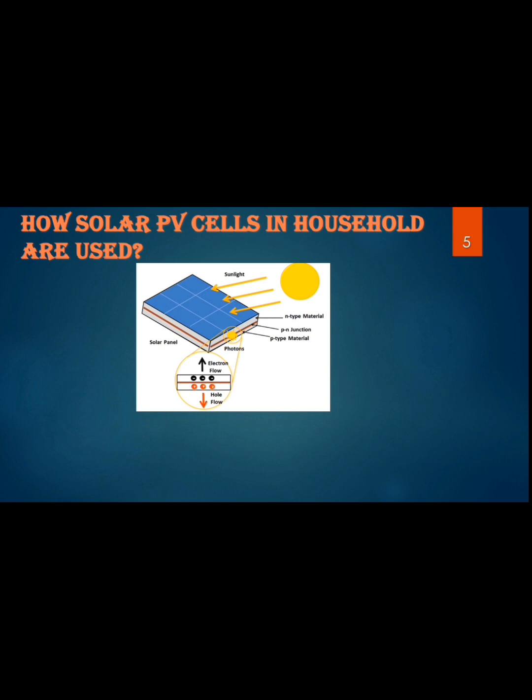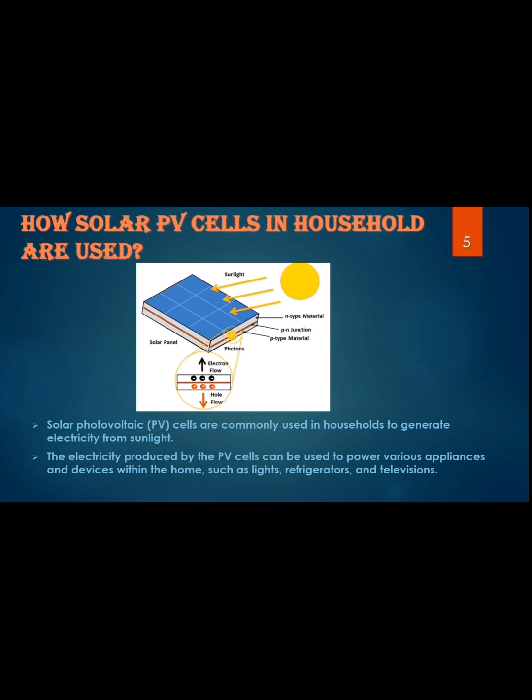Before seeing the answer, there's the diagram of the solar panel. That diagram shows how the solar panels work. Solar cells are used to generate electricity from sunlight, and the electricity obtained from the PV cells can be used to operate various appliances that may be light, refrigerator, fan, television, etc. Now there are some steps to use solar PV cells in households. Now see what those steps are.